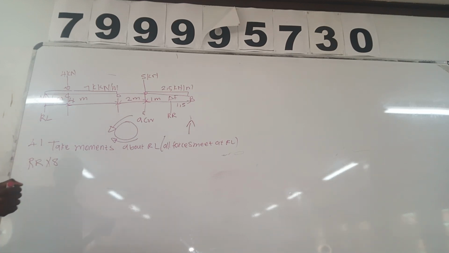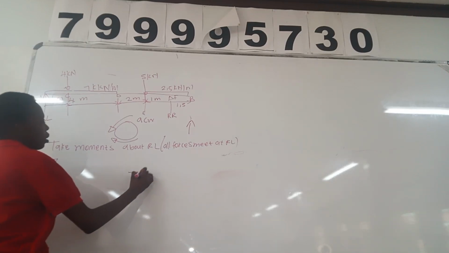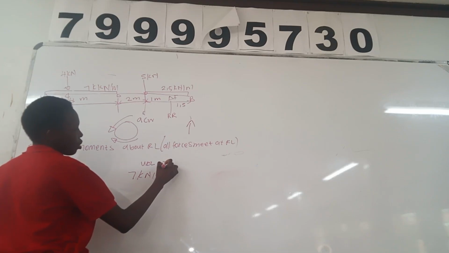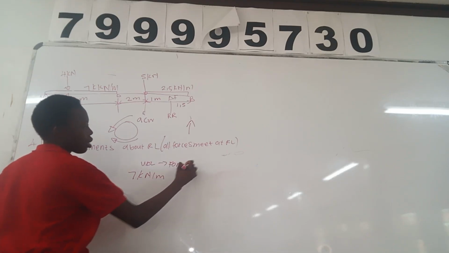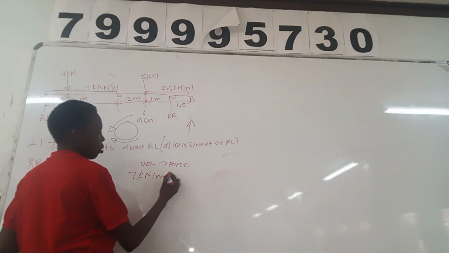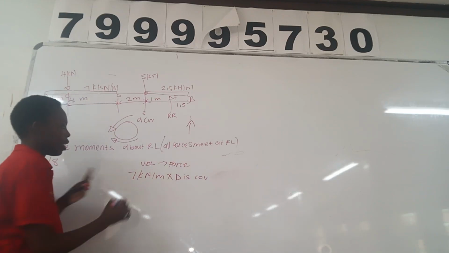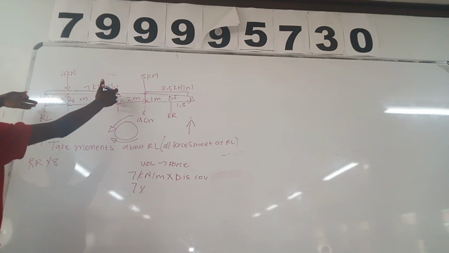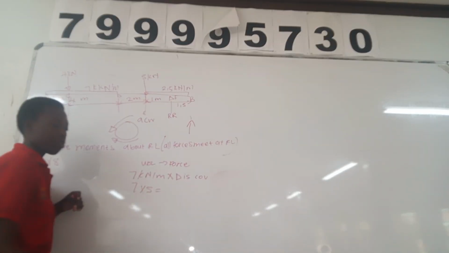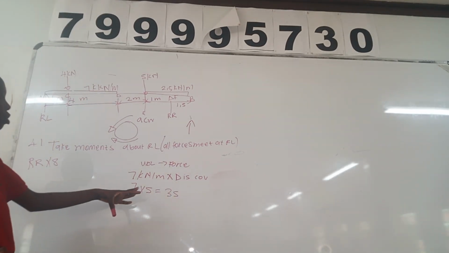Before we even calculate RR and RL, we need to change the UDL again. So we have 7 kilonewton per meter. How do we change the UDL to a force? It's the UDL multiplied by the distance covered. Our UDL is 7. What is the distance that the UDL covers? 5. So 7 times 5 is 35. So our new force is 35.